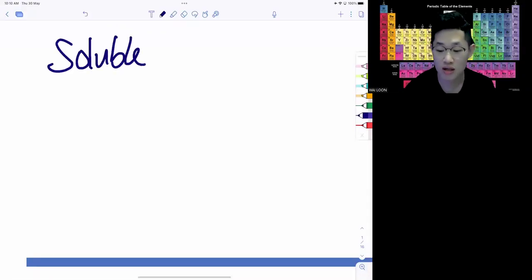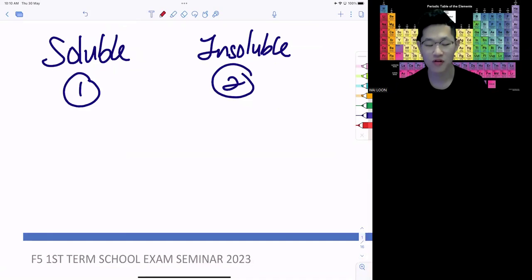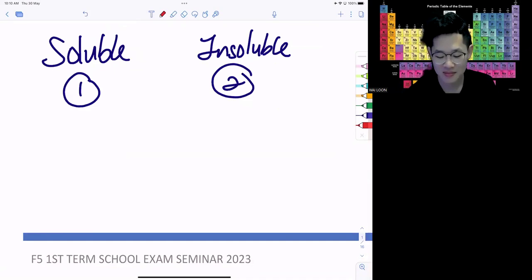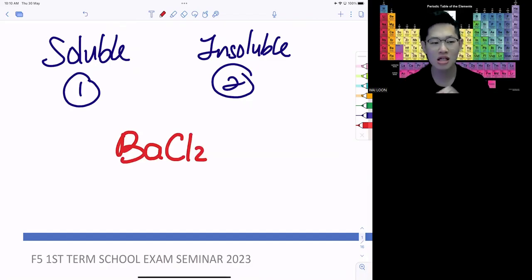If the salt is soluble, you type 1. If the salt is insoluble, you type 2. Okay, first example, we go with BaCl2. Is this soluble? Soluble 1, insoluble 2. Soluble or insoluble? Faster.